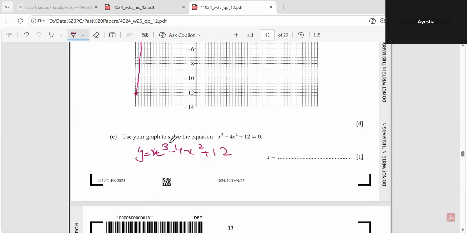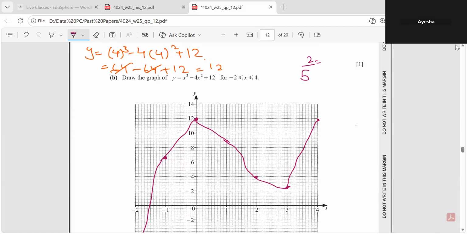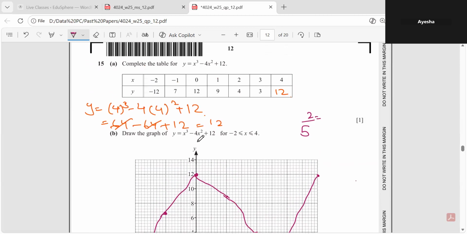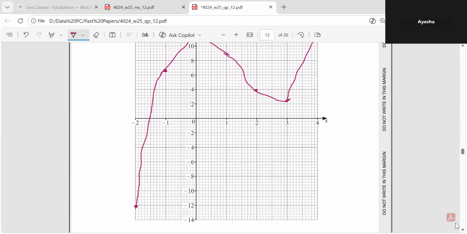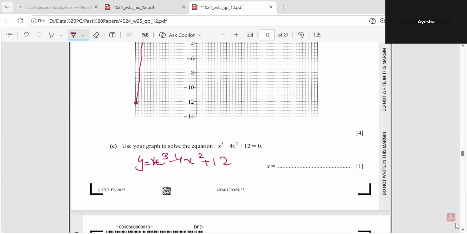This is our equation basically. This was already given: y equals x. Okay, so basically, I missed one of the questions here, I think. Use your graph to solve the equation. Okay, just a second. I'm going to solve the question by looking at my graph.